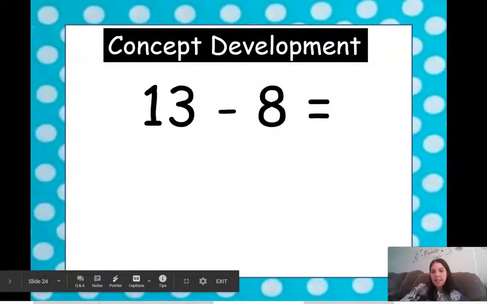13 minus 8. So we're going to start at 8 and count up to 13. So punch it out. 8, 9, 10, 11, 12, 13. How many did we count up? 5.